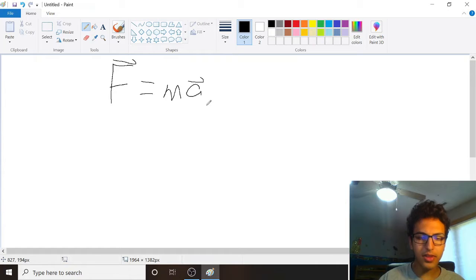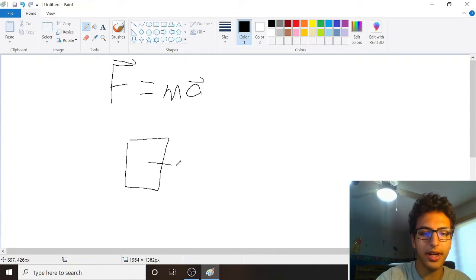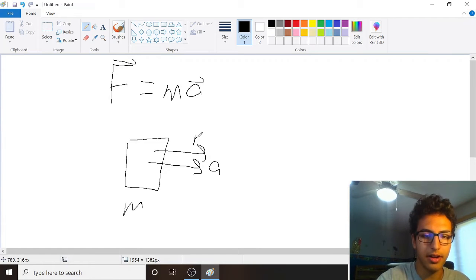Alright? So if we have an acceleration vector on an object, say we have a box, and it's accelerating this direction, with mass m and acceleration a. Well, that means a force is being applied to that box in the same direction as acceleration of magnitude ma.